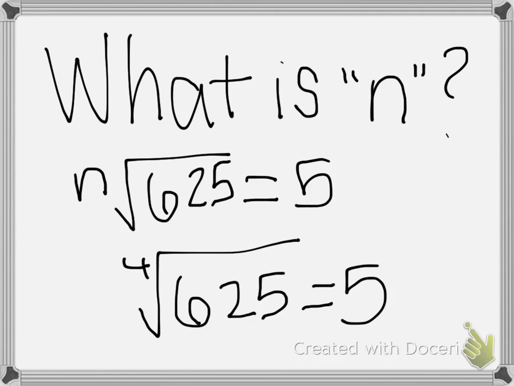Find what n is when the nth root of 625 equals 5. To solve this equation, you're going to raise 5 to the power of x. X in this case is 4. 5 to the power of 4 is 625.